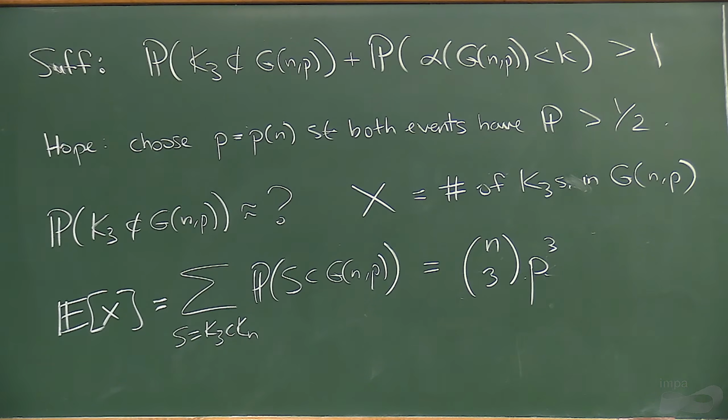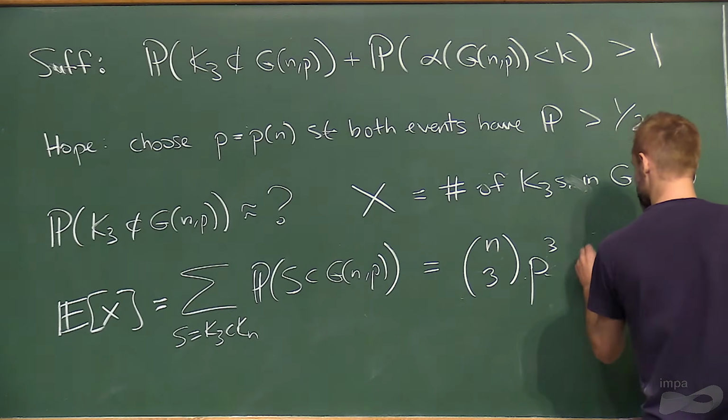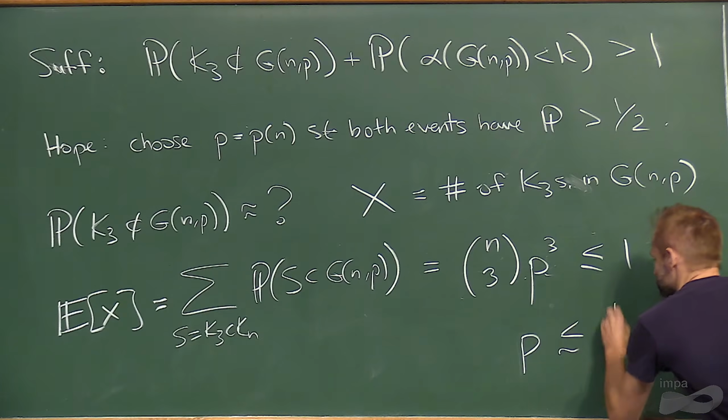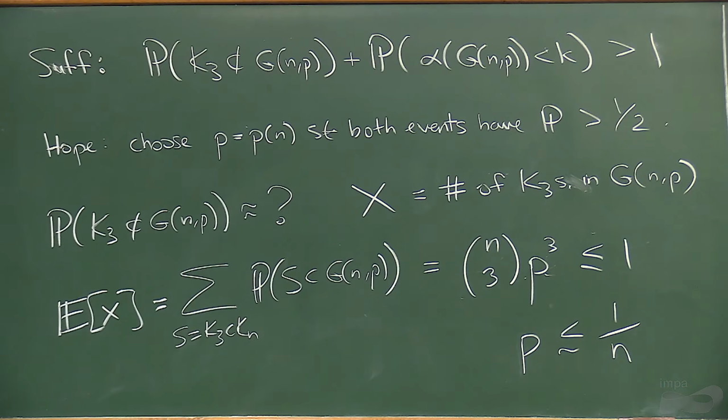We would like it to be likely you don't have a triangle. So what would be useful is if the expectation was small. Now, it's not necessary, as we'll come back to shortly, but it would be helpful. So let's say this should be at most 1, in which case p should be at most like 1 over n, some constant over n, for us to have a good chance.